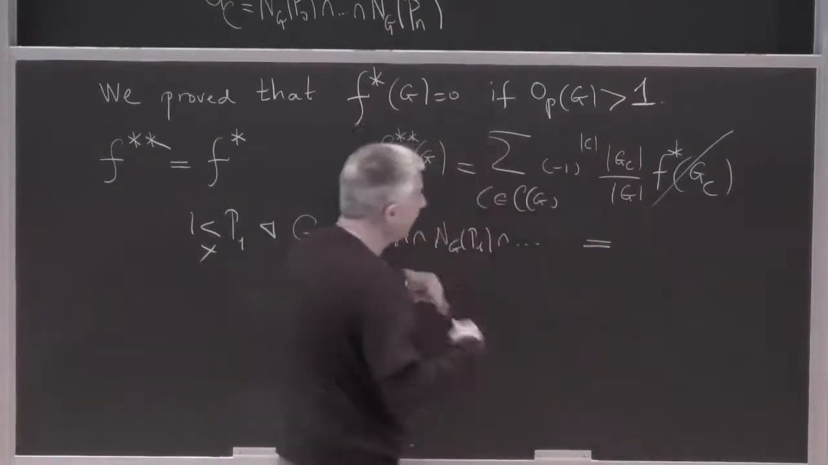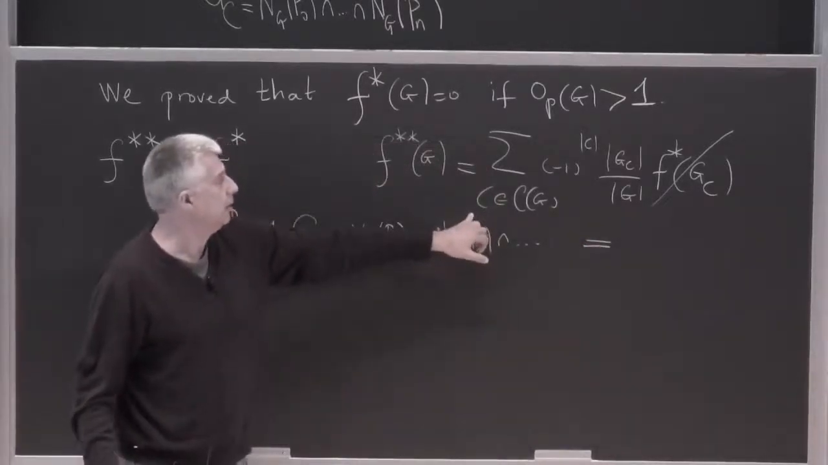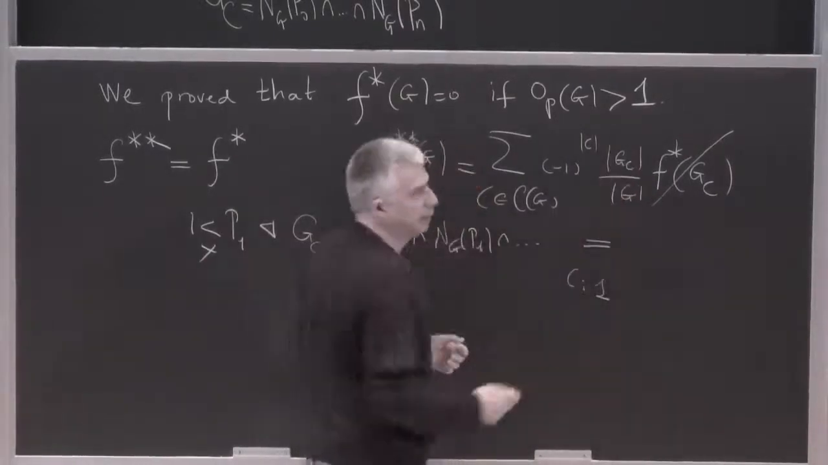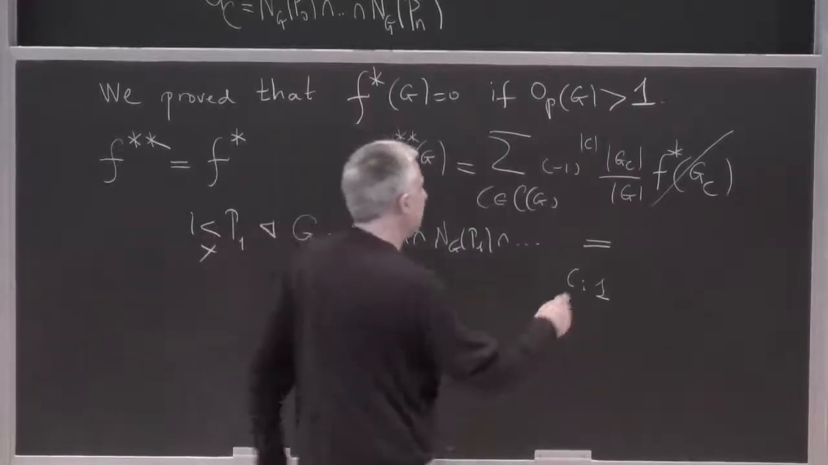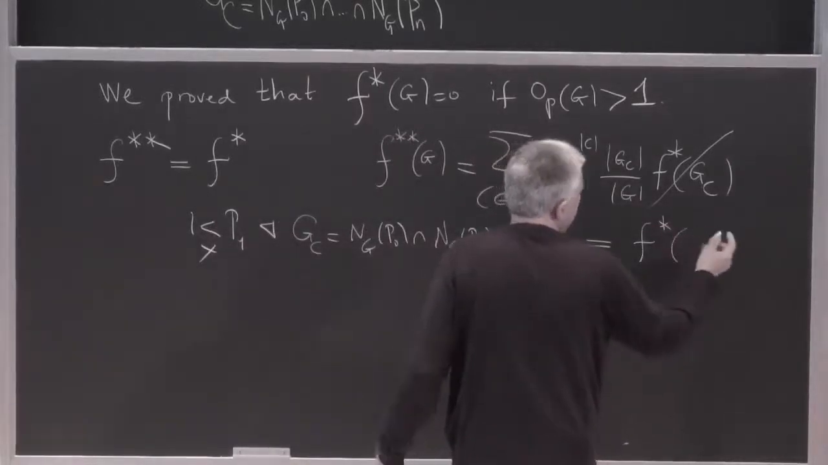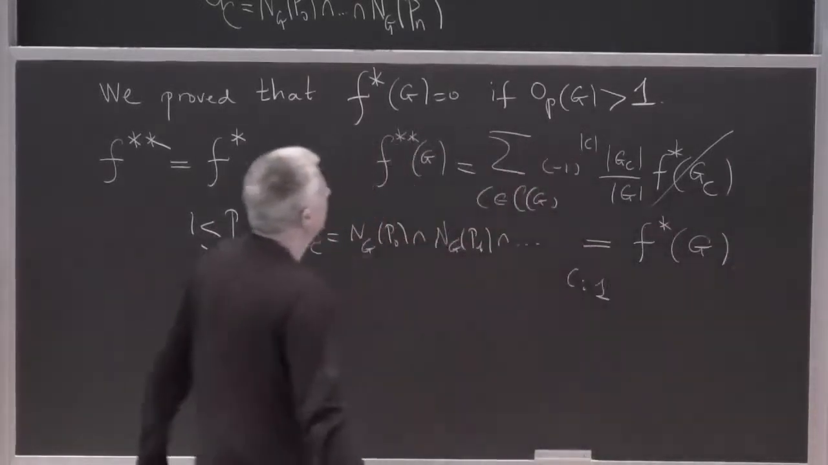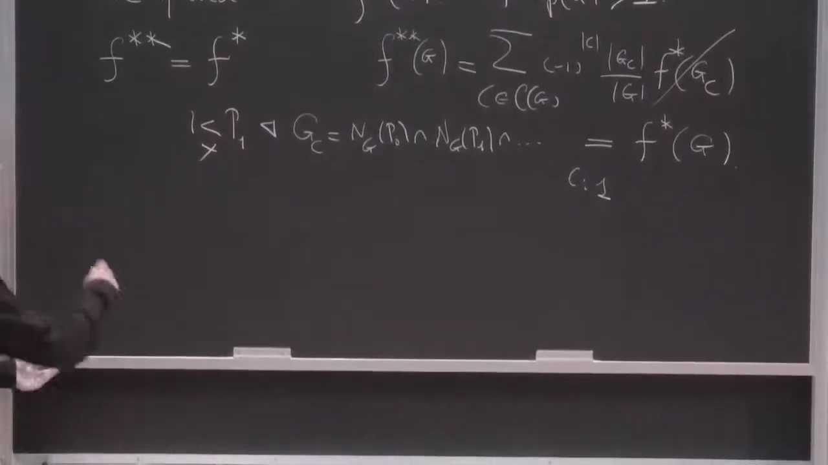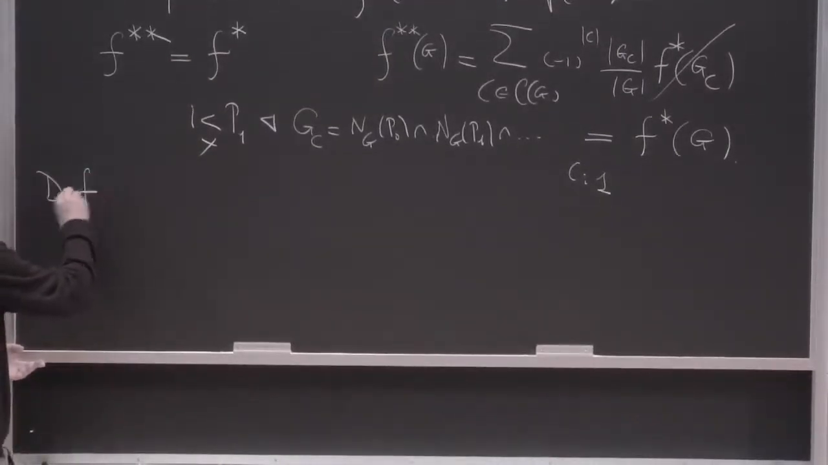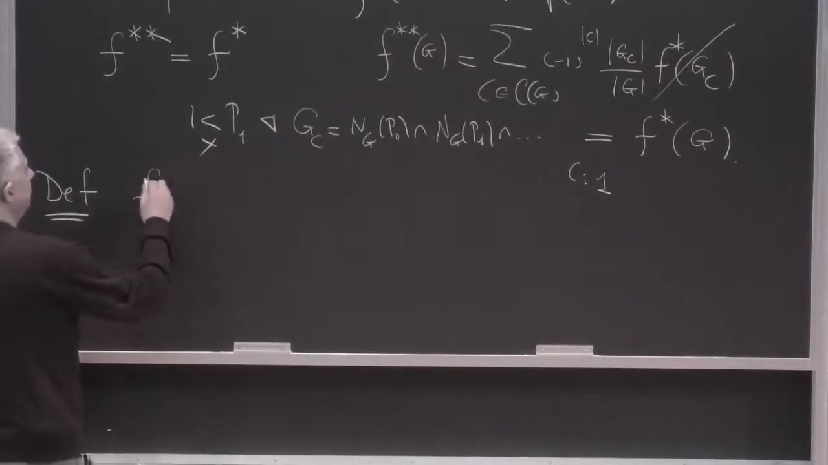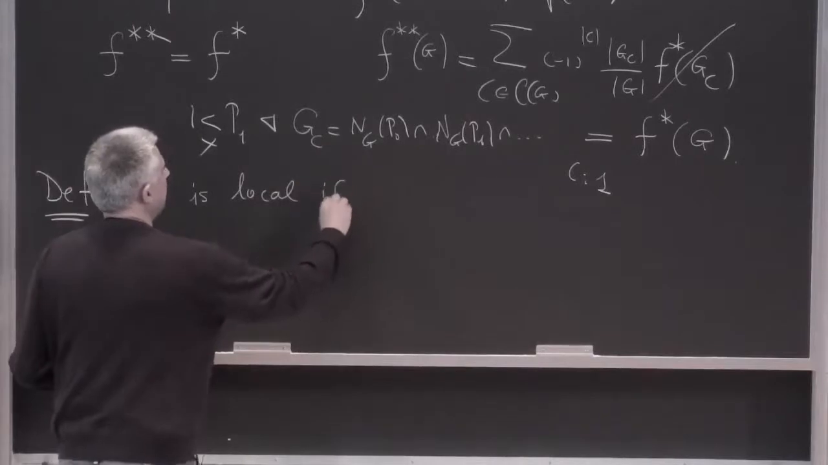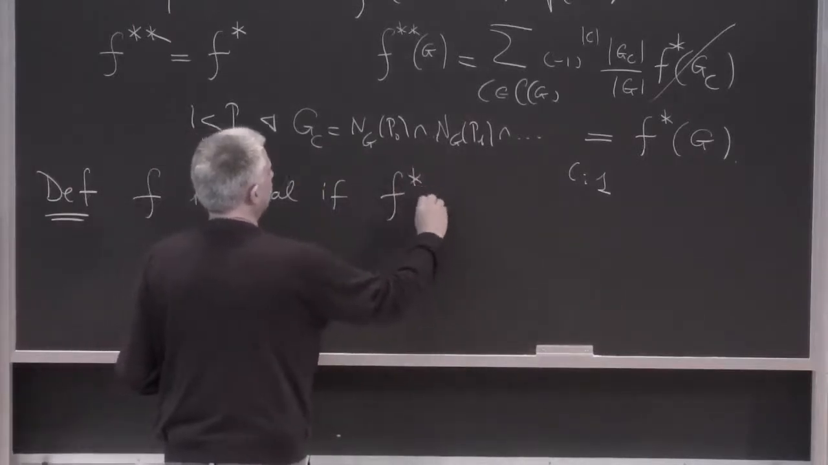So everything cancels except the trivial chain when C is just 1. And in this case, the stabilizer of 1 is G, so this is just f star of G. F star of G_C, which is G. Okay, just an observation. And my definition, this is a formal definition. Now, I say that f is local if f star is 0.